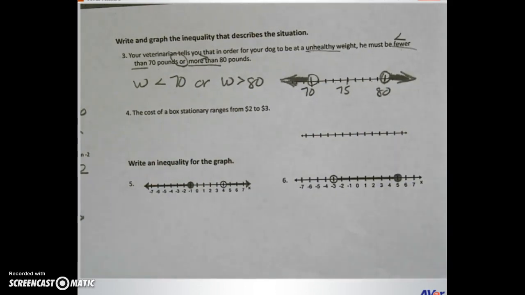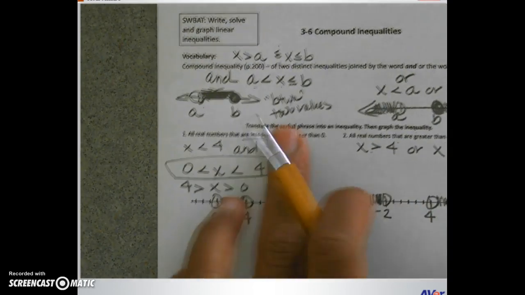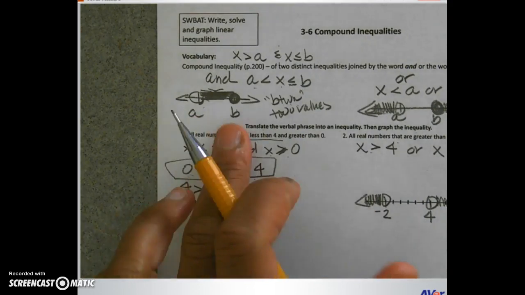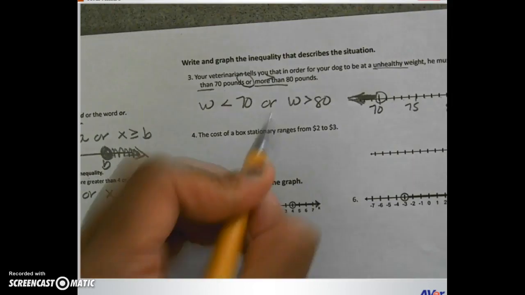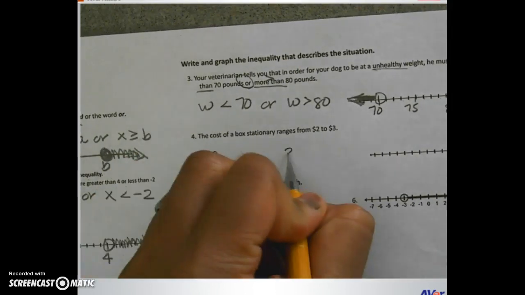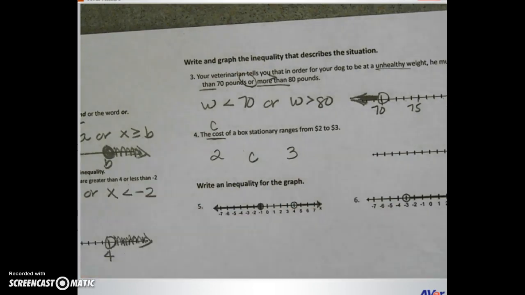Number 4. The cost of a box of stationery ranges from $2 to $3. So it's going to be anywhere between $2 and $3. Between. That means it's going to be an and statement. It's between. Instead of A and B, it's between 2 and 3. Well, what's between 2 and 3? The cost, we'll call it C, of stationery.